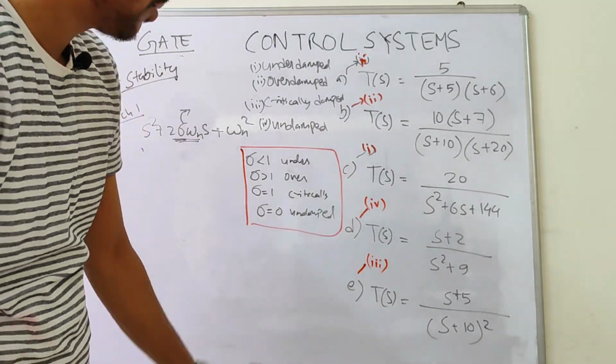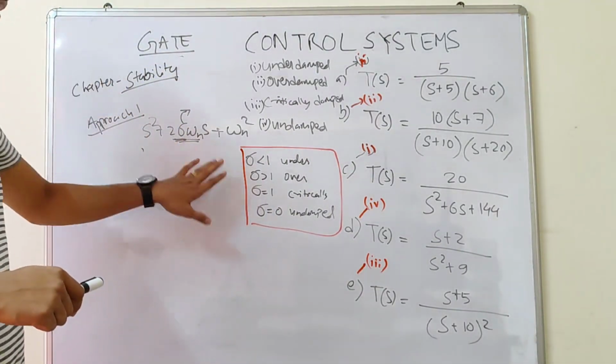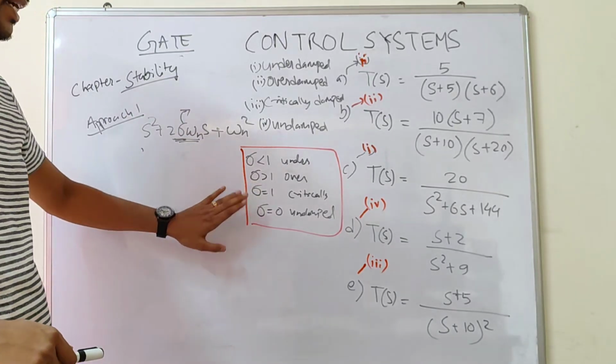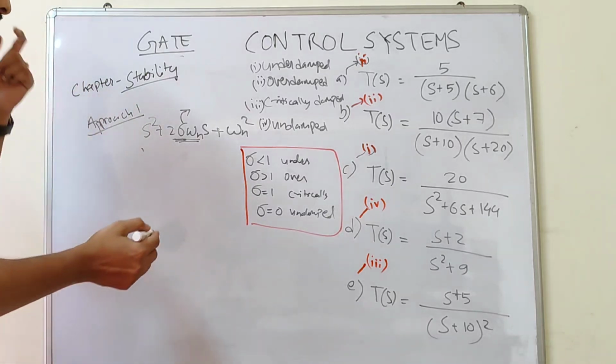Now, the problem is solved. So I'll give you some insight on this problem. Why we are calling it underdamped, overdamped, critically damped, or undamped, and then I'll also show you approach 2, which I think would be much faster.